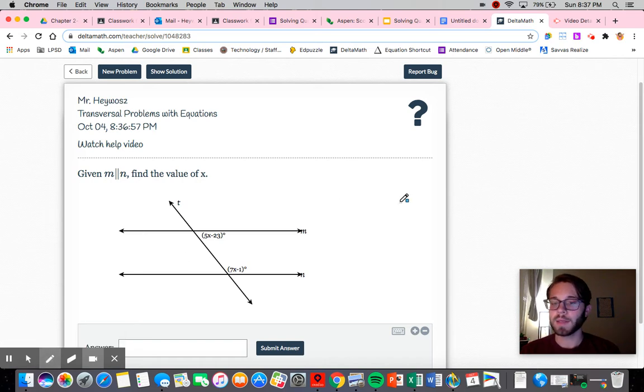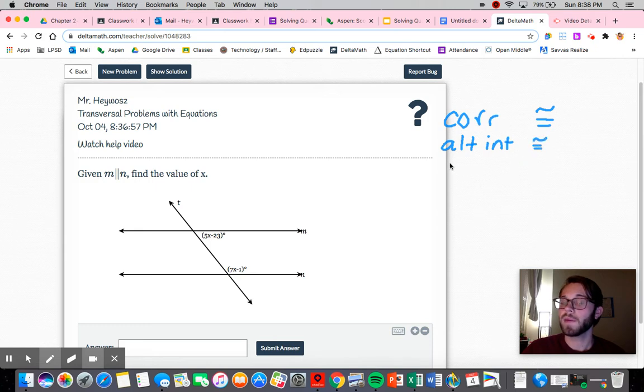So let's remind ourselves of a couple of things about the different angles that we could have when we're dealing with transversals. We could have corresponding angles, and as a reminder, those are congruent. We could have alternate interior, and those are also congruent. We could have alternate exterior, which are also congruent.